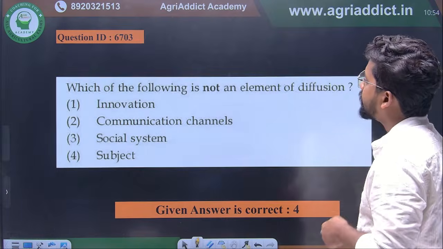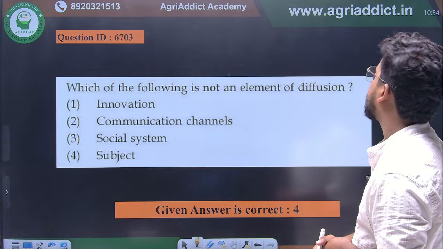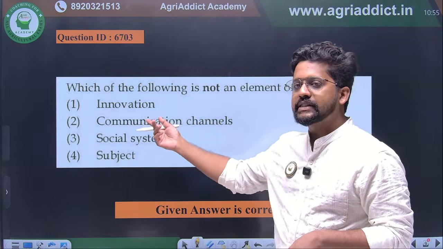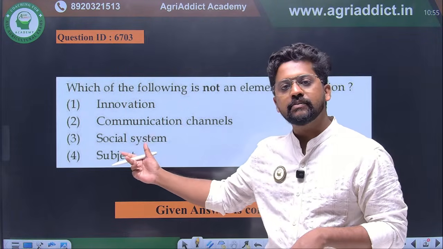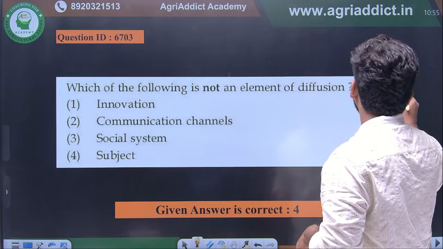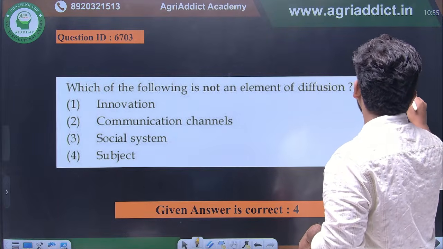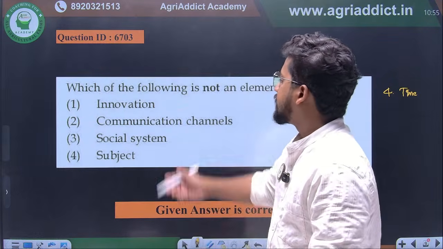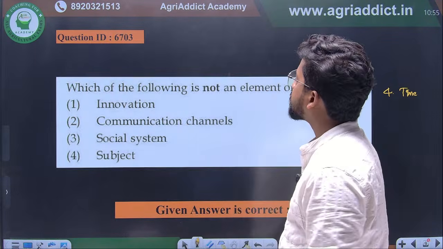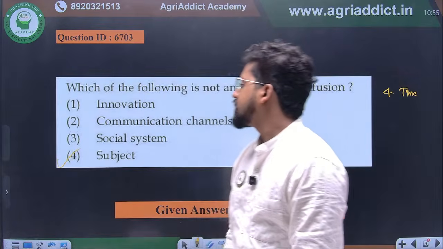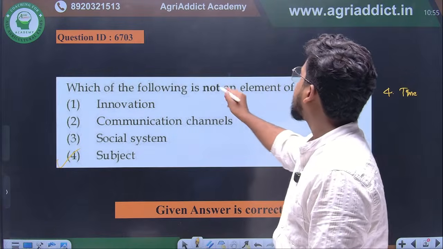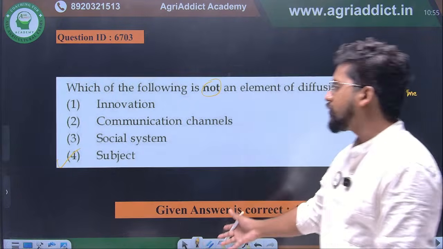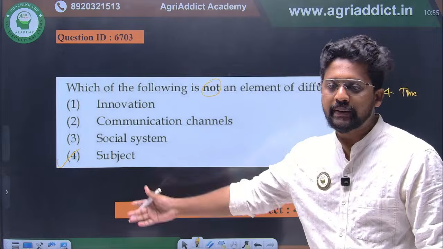Then, which of the following is not an element of diffusion? There are 4 elements of diffusion: innovation, communication channel, social system, and the fourth one is time. This is actually a direct question from adoption and diffusion in agricultural extension, right? So therefore there are 4 elements: innovation, communication, social system, and time. So 4 is not an element of diffusion. The answer key given is also 4. So therefore the fourth answer is correct here. Okay.